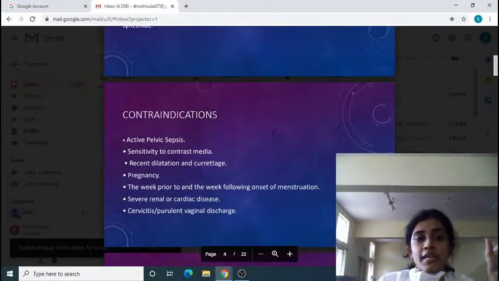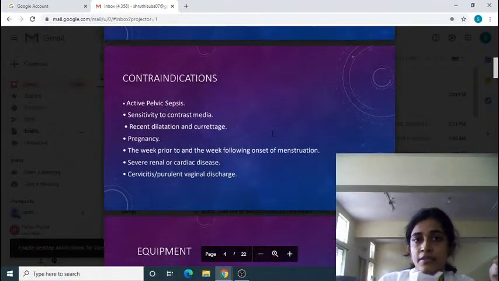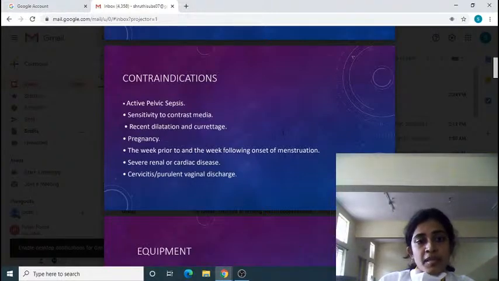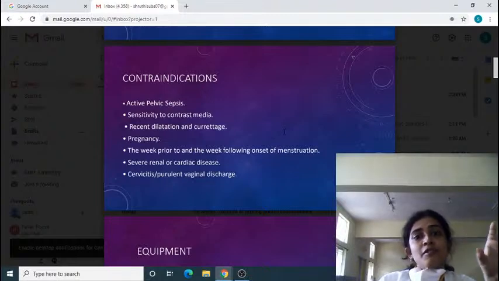So what are the contraindications? If there is sepsis, that is if there is infection, then you shouldn't pass contrast into the uterus. And sensitivity to the contrast media, because we use ionic contrast media. And recent dilatation and curettage of the patient, because raw areas of mucosa will be exposed to the contrast. If the patient is pregnant, because the fetus will be exposed to X-ray radiation.